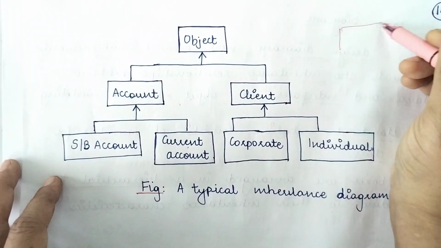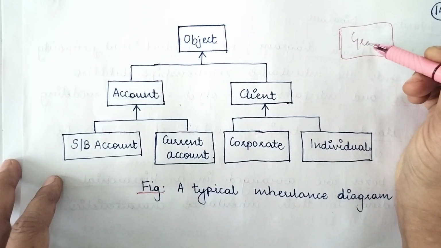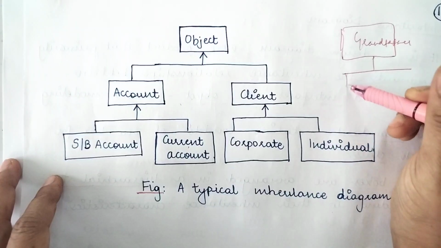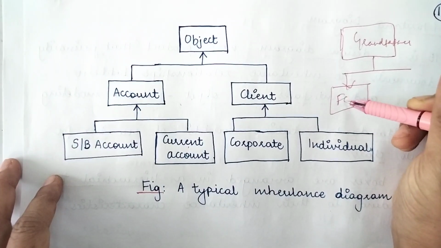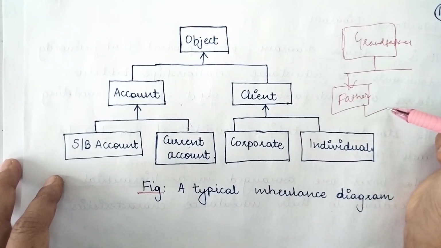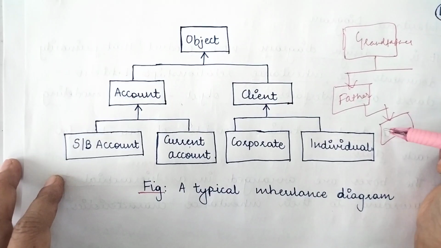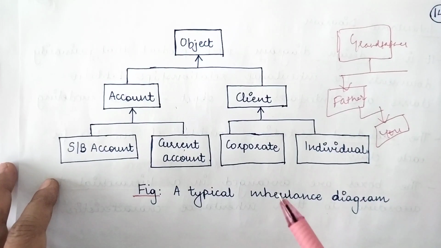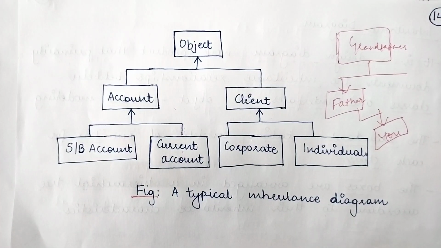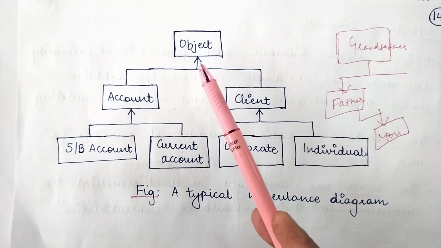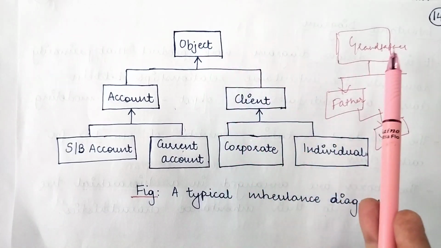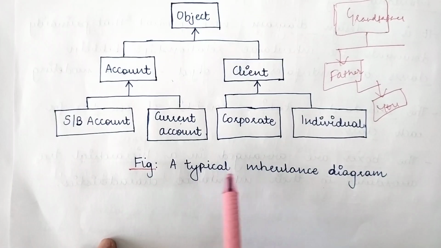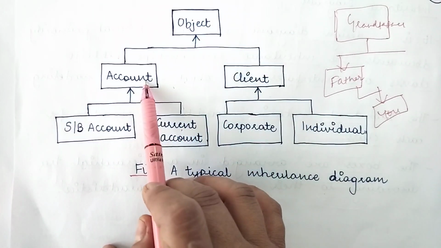For example, if you look at your family tree, in the hierarchy your grandparents come first, then comes your father, because your father has inherited from your grandfather, and then come you or your siblings, because you have inherited from your father. So, this is the hierarchy of inheritance. Similarly, in the object oriented paradigm also, classes are represented using boxes, and they are written in the order of hierarchy. Say for example, this is a typical inheritance diagram wherein you have objects, then you have classes.